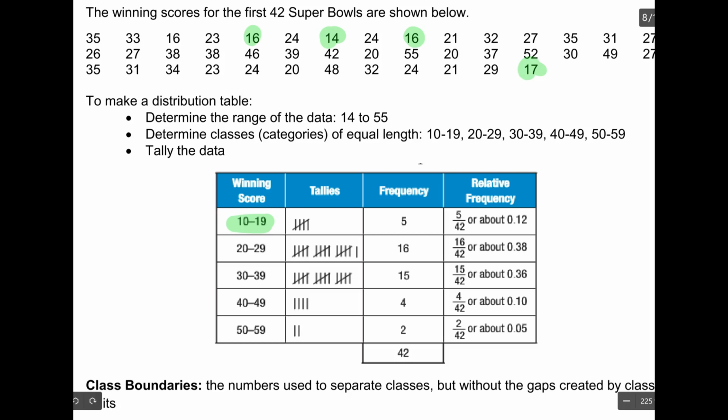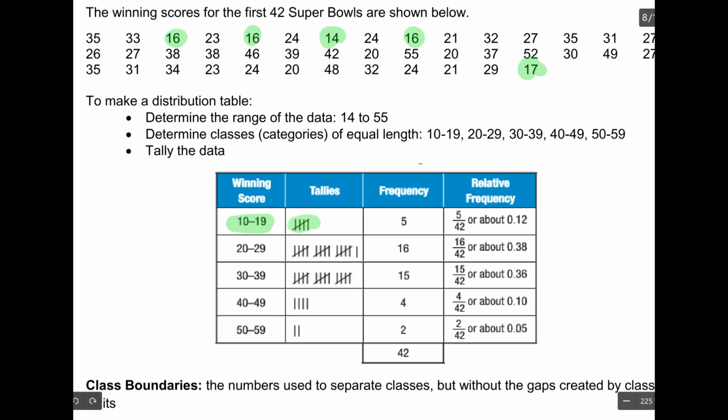So something I notice is a lot of the first scores were really small. Yeah, I'm looking for it. Oh, here. So you notice how it was a lot of the early Super Bowls, not necessarily the later ones? Are these real? Yeah. First 42. Took this example from the book.